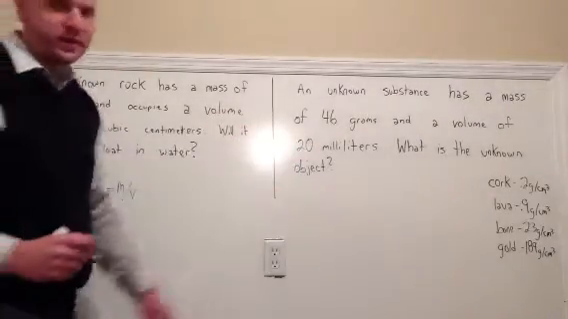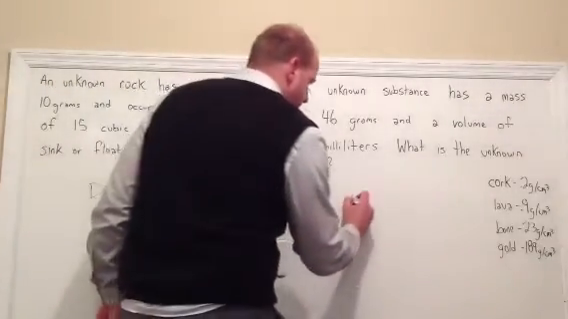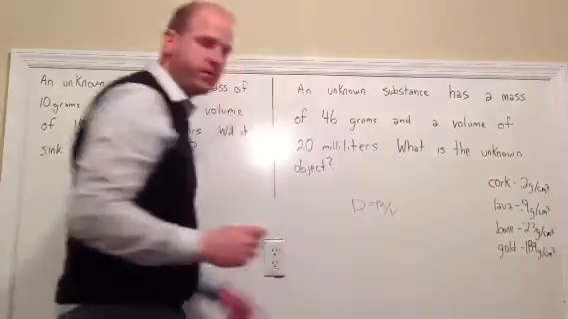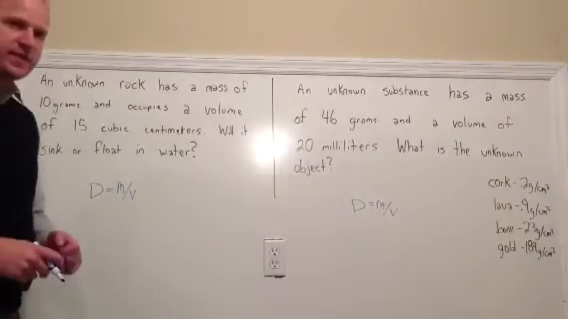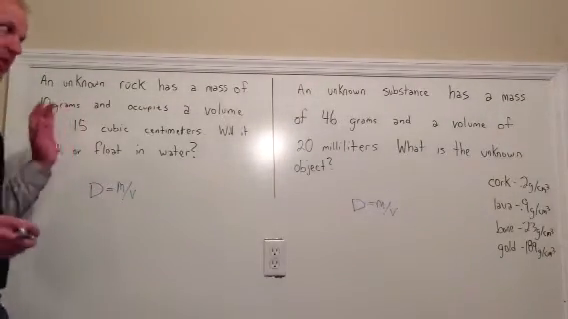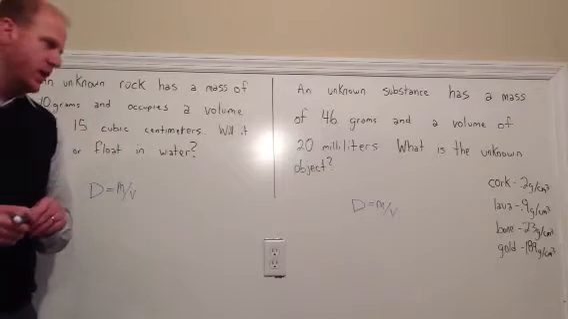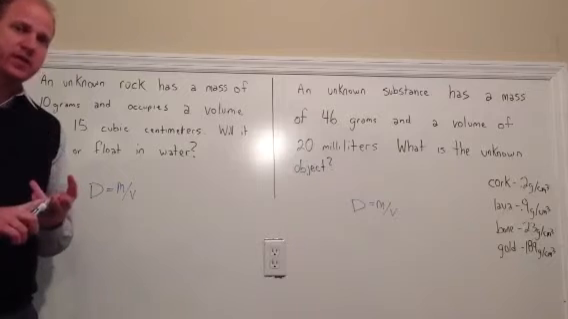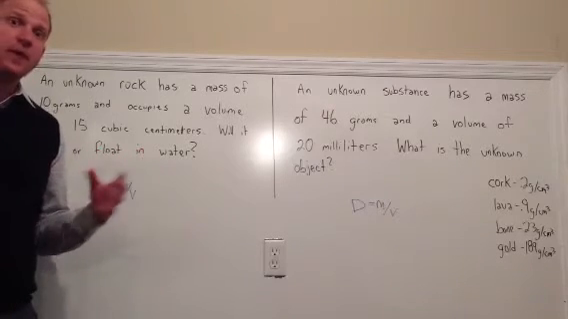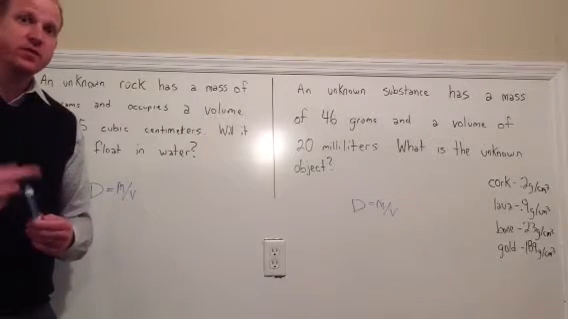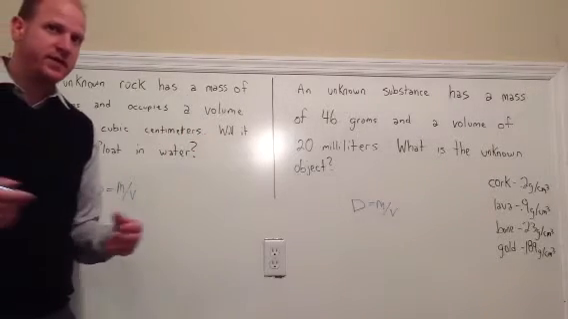The equation for solving for density is density equals mass divided by volume. And there's two different problems here, so I'm going to go ahead and put it on both sides of my board here for both problems. So density equals mass divided by volume. Now mass is measured in grams, and usually the problem will mention the word mass. And then volume is usually measured in cubic centimeters or milliliters. Those are the two most common units used for volume.